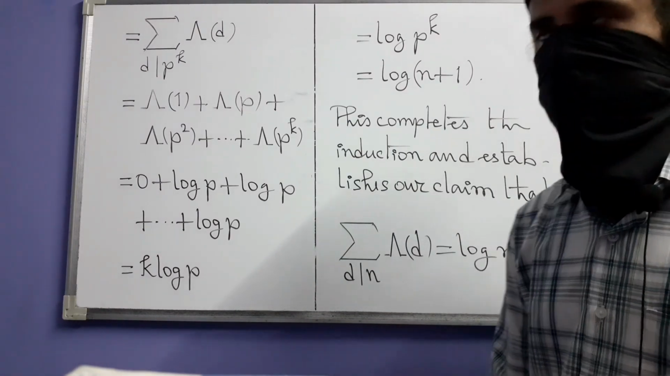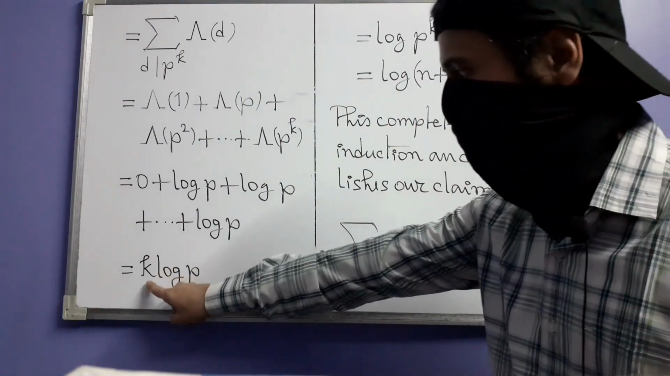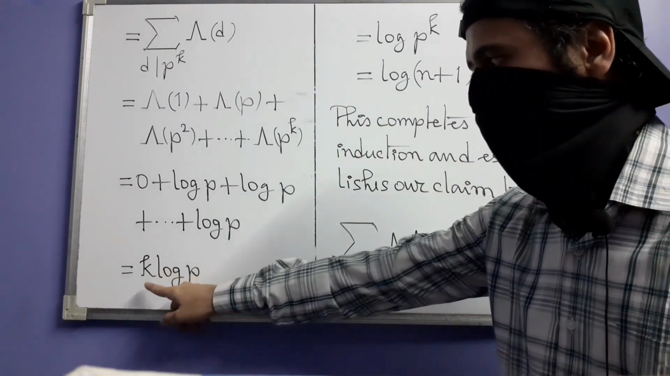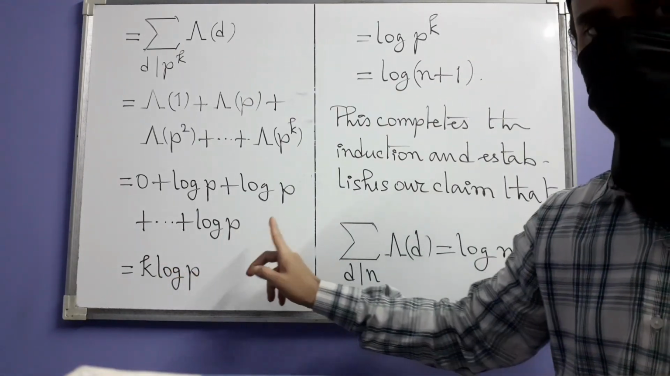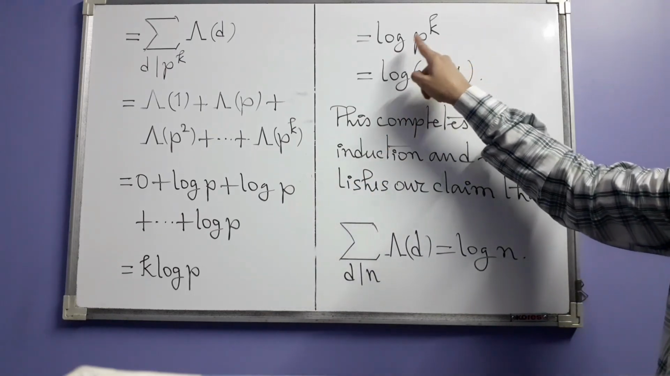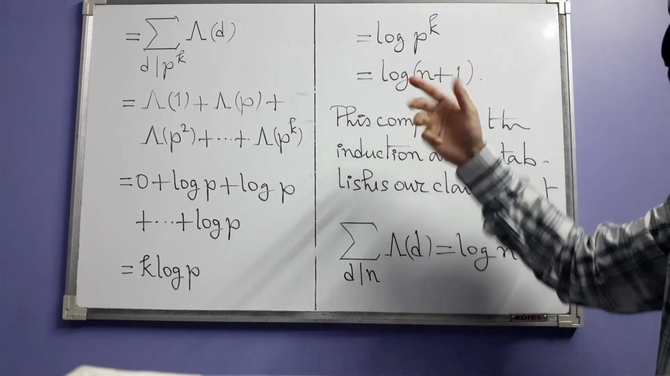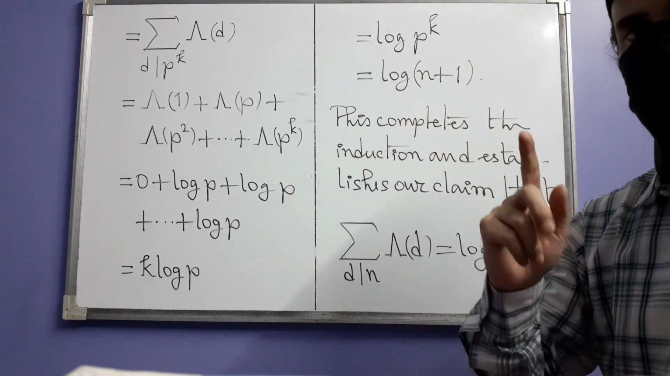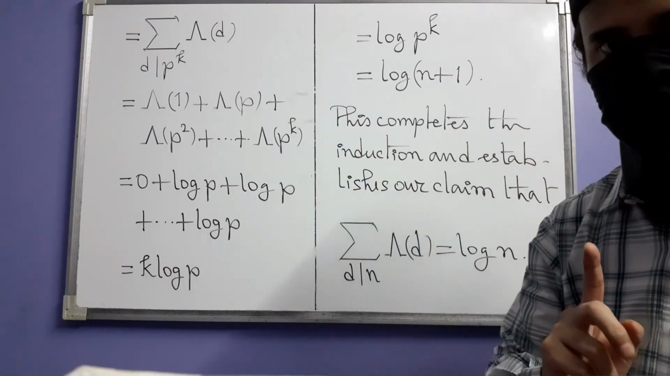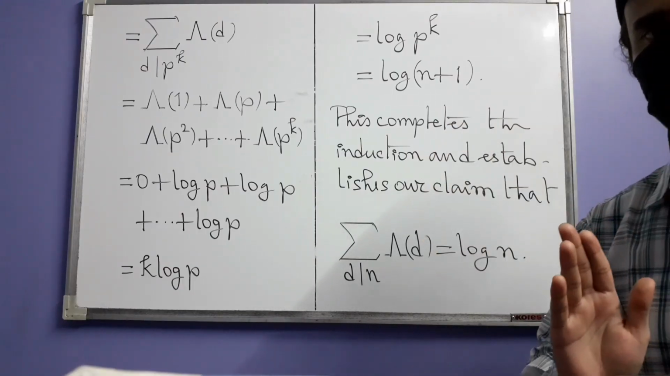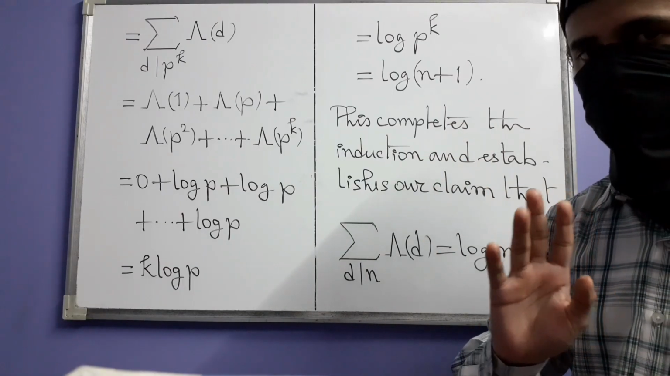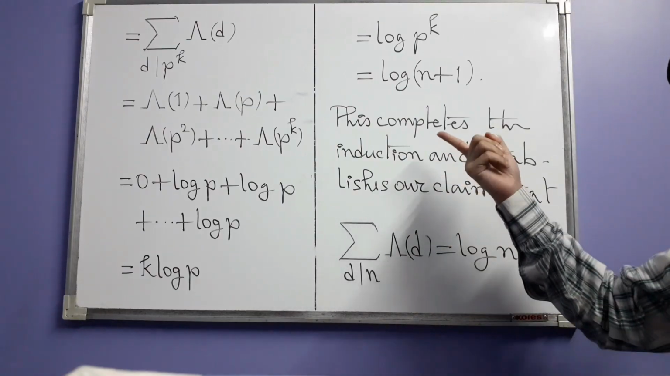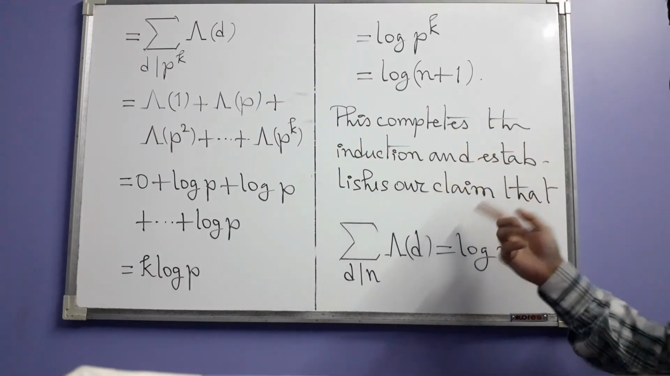But we know this property of logarithms that when you have k log p, that k goes inside and becomes exponent of p. So log p to the power k, but p to the power k is n plus 1. So again you are getting log n plus 1. So in this remaining case also our claim has been proven to be true. And that is why this completes the induction and establishes our claim.